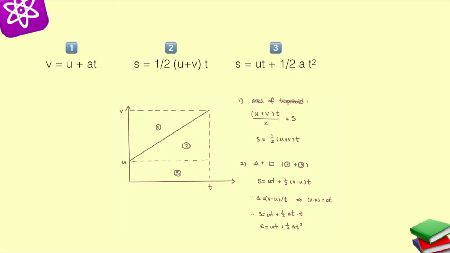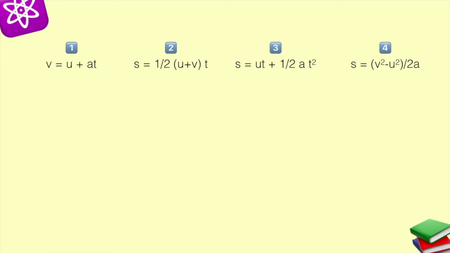The last SUVAT equation can be derived by substituting the first equation into the second equation, and the deriving process is a bit time consuming, so I won't include it here. But the last SUVAT equation is s is equal to (v squared minus u squared) divided by 2a, and this particular equation is very useful when the time of the motion is unknown. Knowing these four SUVAT equations, we can move on to an example.